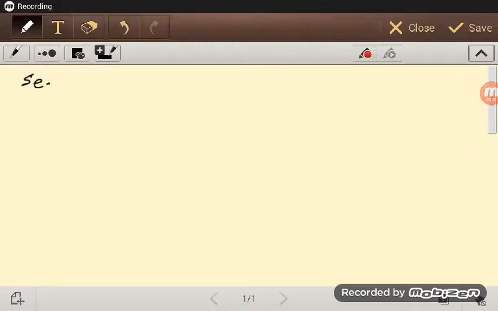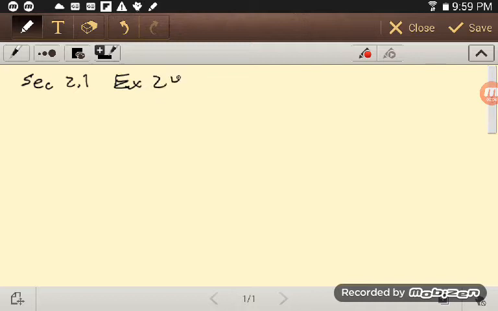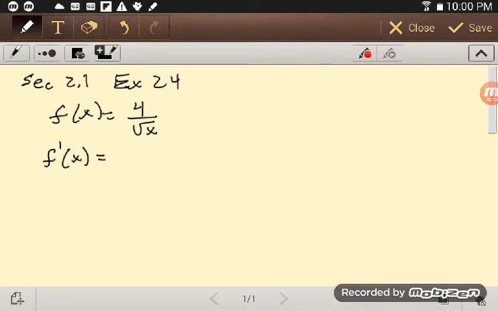Okay, we have section 2.1, exercise 24. This one looks good just because it has a square root of x in it. So we have f of x equals 4 over the square root of x. And so if I want to find f prime of x, that's the limit as h goes to 0 of f of x plus h minus f of x.